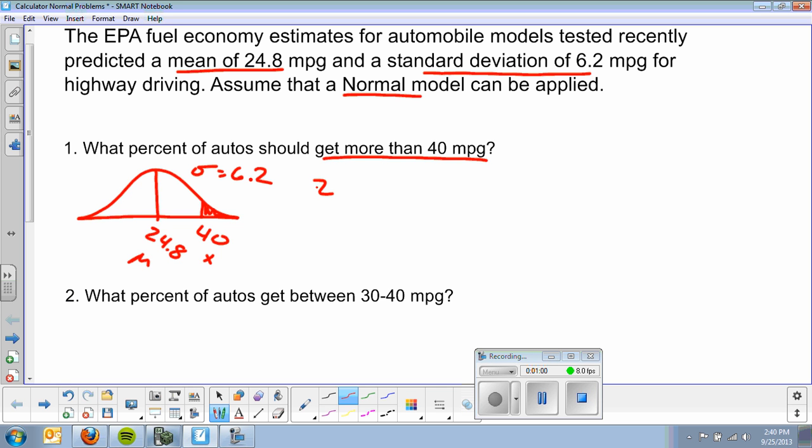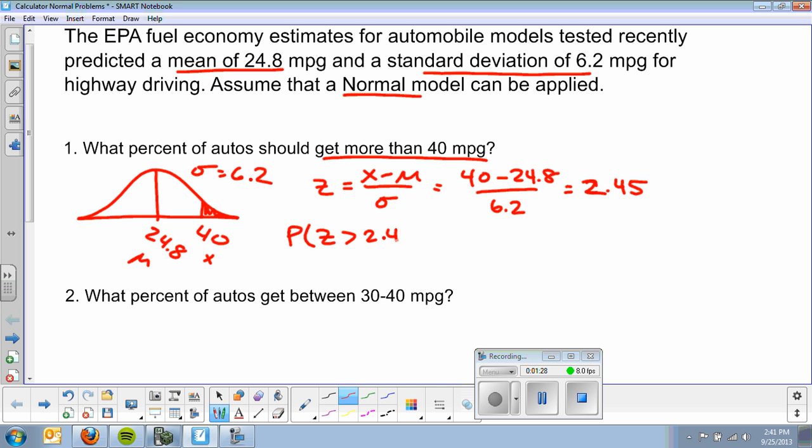So I calculate my z-score as before, x minus mu over sigma. So I'm going to get 40 minus 24.8 over 6.2 gives me a z-score of 2.45, which I would then look up in the table. But because it's going to the right, then I'd have to subtract it from 1. It's a little tedious. So I'm looking again for the probability that z is greater than 2.45, or the area to the right of 2.45. Now, I'm going to use my calculator to do this.